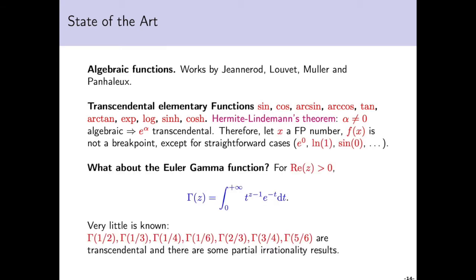Okay. So there's a classical function that is in the C mathematical library. This is the Euler gamma function. And as of today, from a number theoretical point of view, we know very little about gamma. Okay, we only know that these values are transcendental. Okay, and regarding their irrationality, also very little is known.